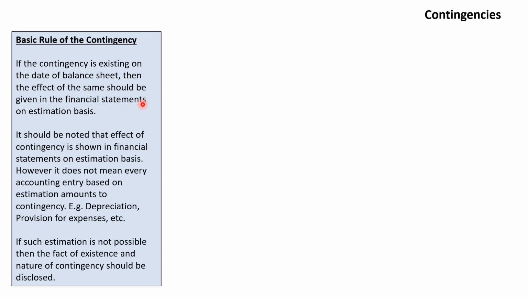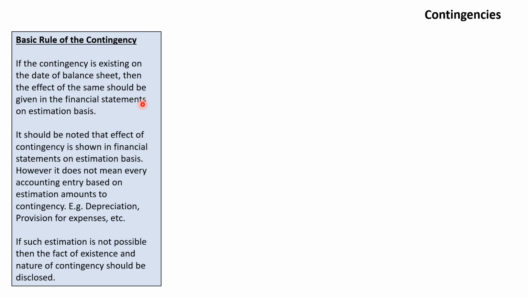It should be noted that the effect of contingency is shown in the financial statements on estimation basis. So we have just now discussed that if you know that there is a contingency, the outcome of which is uncertain, then the management is expected to make the estimation of that contingency and record that estimation by way of an accounting entry. A simple example is RDD. How do you create RDD? You pass the entry: profit and loss account debit to RDD account. What is that? That's an accounting effect of the contingency given in the financial statements on estimation basis.